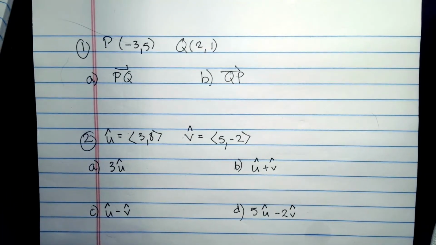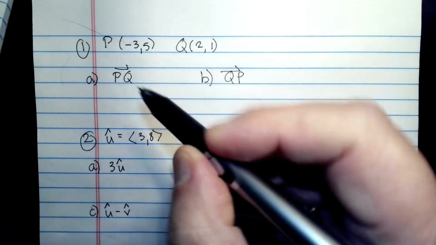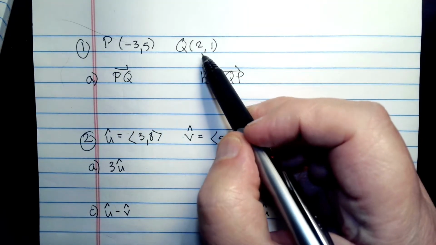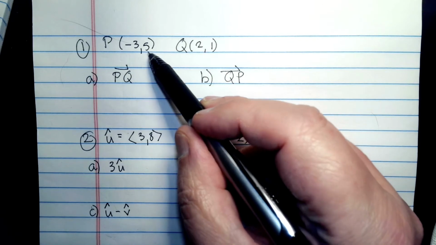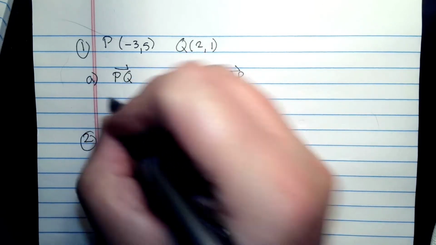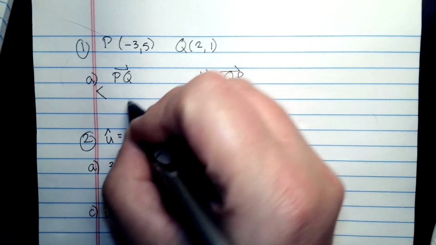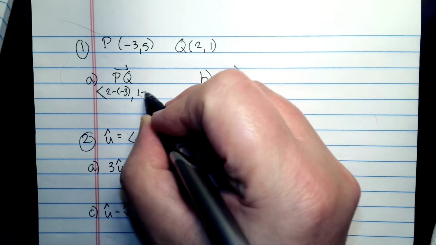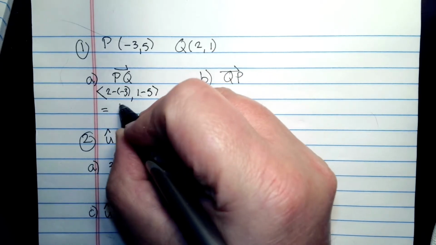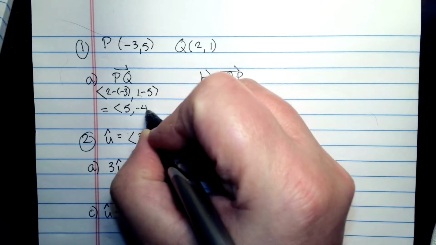Alright, so we're going to go over the quiz review for section 11.1. In number 1, you're given the points P with coordinates negative 3, 5, and Q with coordinates 2, 1, and we want to find the component form of the vectors PQ and QP. Remember that you're subtracting the terminal coordinates minus the initial coordinates. So for PQ, you would subtract in the order 2 minus negative 3 and 1 minus 5, which is going to give us 5 and negative 4.